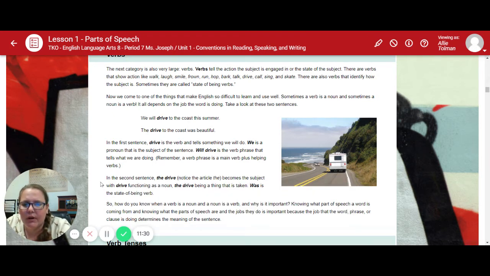So how do you know when a verb is a noun and a noun is a verb? And why is that important? Knowing what part of speech a word is coming from and knowing what parts of speech they are and the jobs they do is important because the job that a word, phrase, or clause is doing determines the meaning of the sentence.